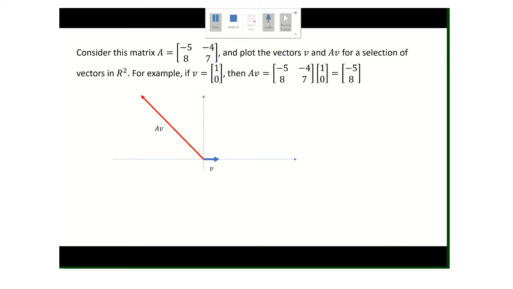So, consider this matrix A that we give here. And let's plot the vectors v and the vector A times v, after we do the multiplication for a selection of vectors. So for example, if our vector is 1, 0, we multiply it out. What do we get? We get negative 5, 8. So 1, 0 for v. After we multiply it, we get this vector Av.